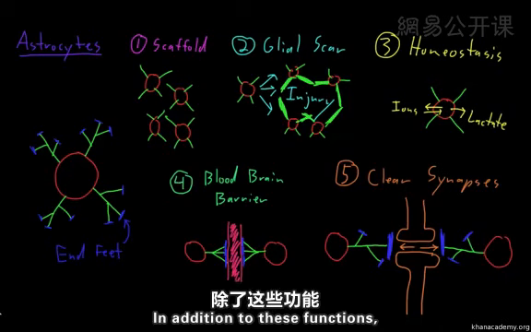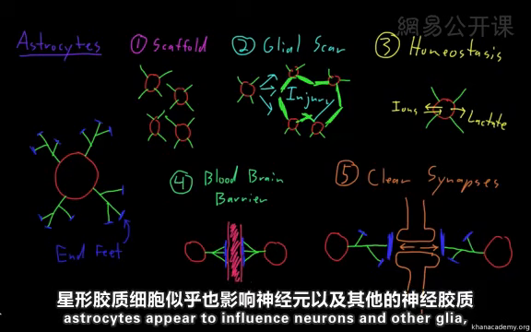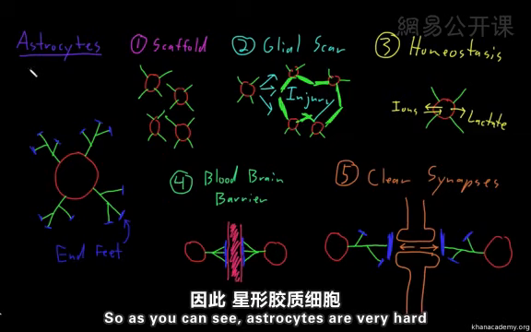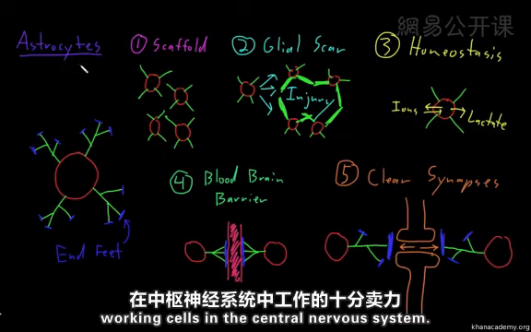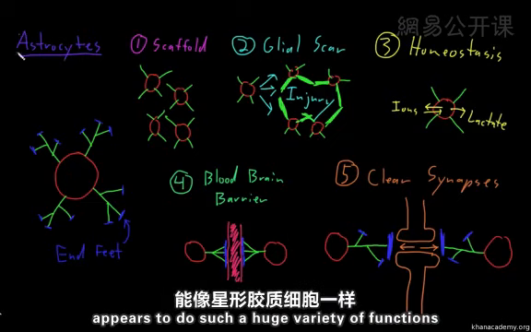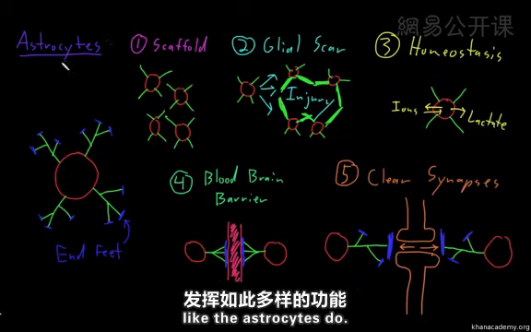In addition to these functions, astrocytes appear to influence neurons and other glia, and vice versa, through exchange of a variety of other substances. So as you can see, astrocytes are very hard-working cells in the central nervous system. No other cell of the nervous system appears to do such a huge variety of functions like the astrocytes do.